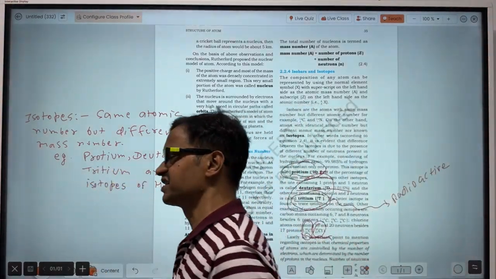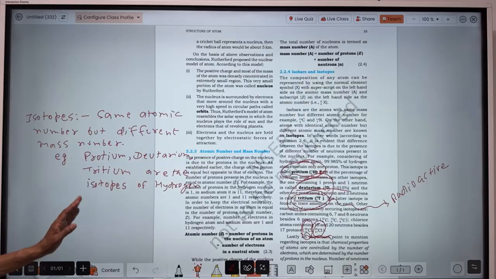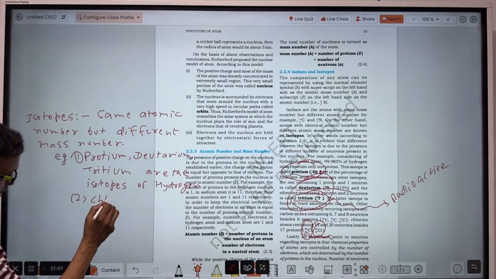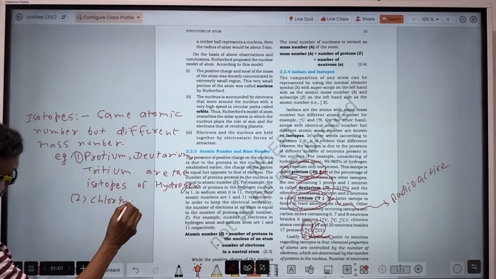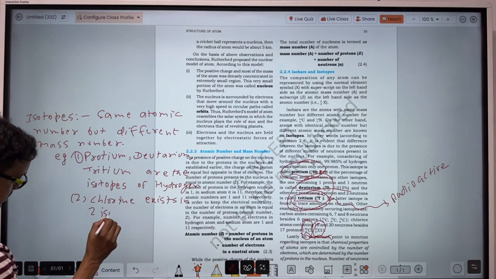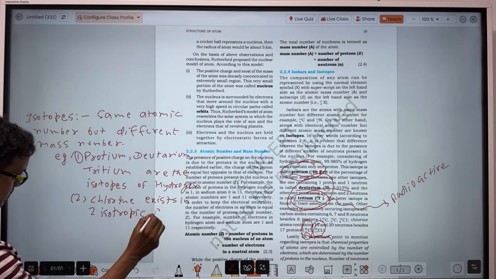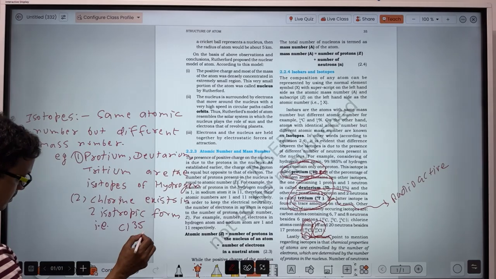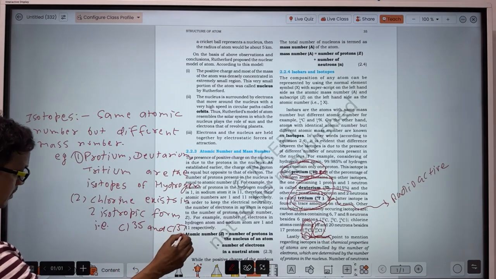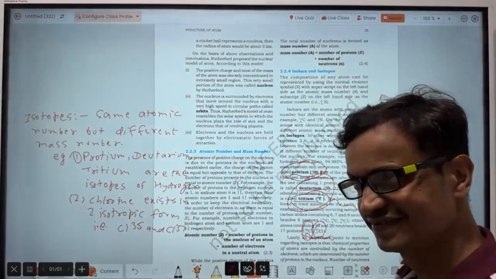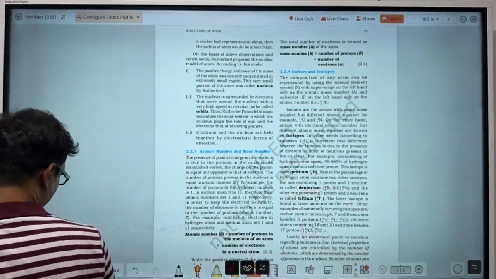Like hydrogen exists in three isotopic forms, protium, deuterium and tritium, that is one example. The second example is chlorine, which exists in two isotopic forms, chlorine-35 and chlorine-37. So that was about the isotopes.